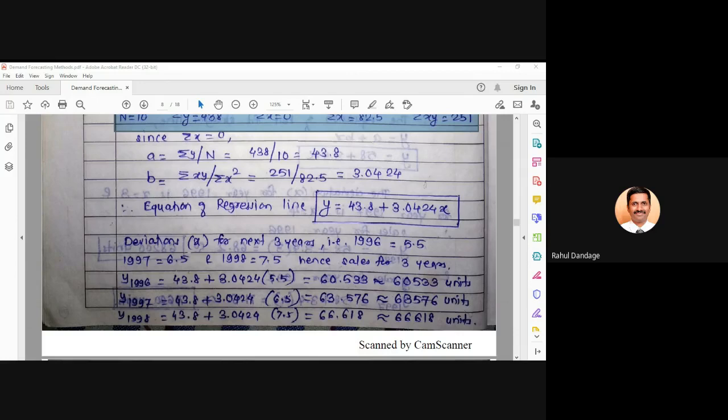Now consider the periods for which we want to calculate the demand forecast. Identify how much will be the value for deviation x using the pattern what we have, and for that value of x substitute in the equation, try to find out the value for y. That will be the sales estimate for the corresponding period. So this is what is about demand forecasting using least square method.